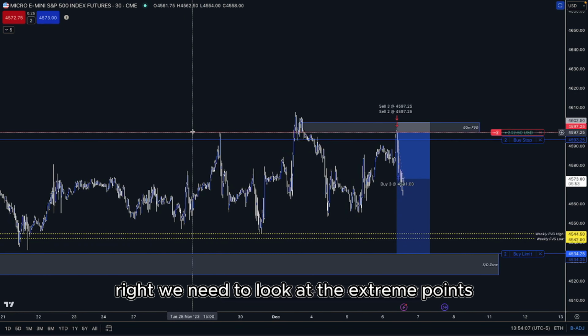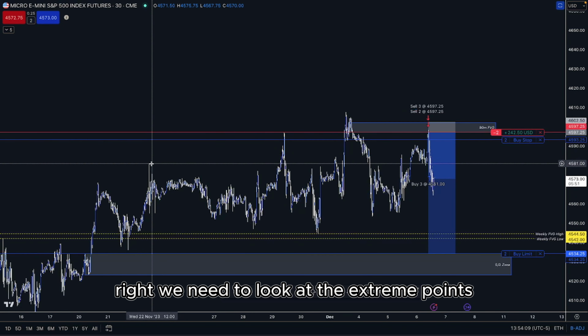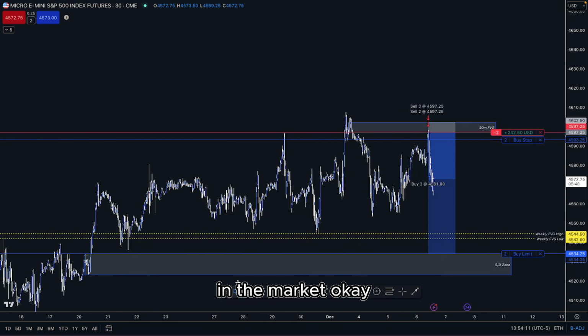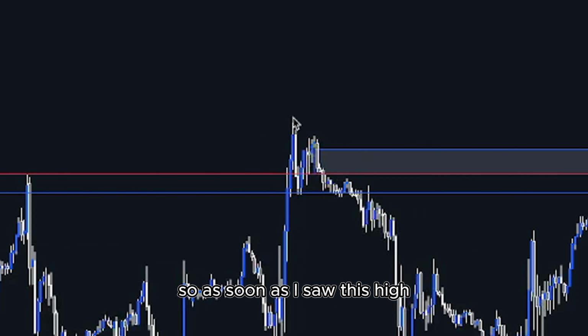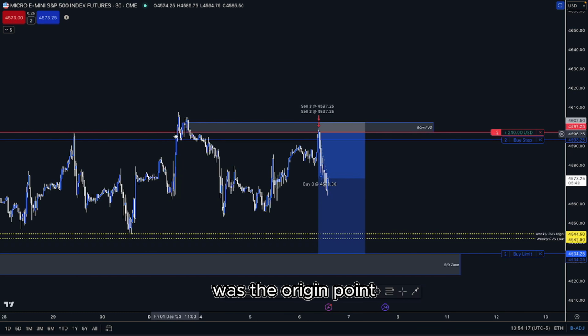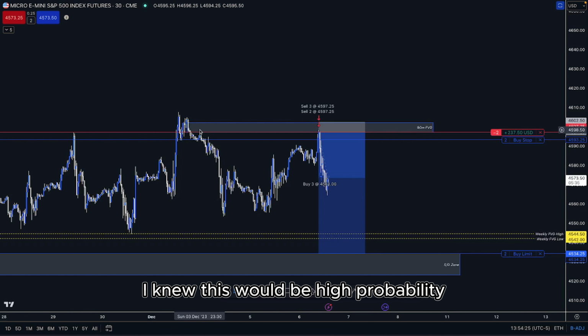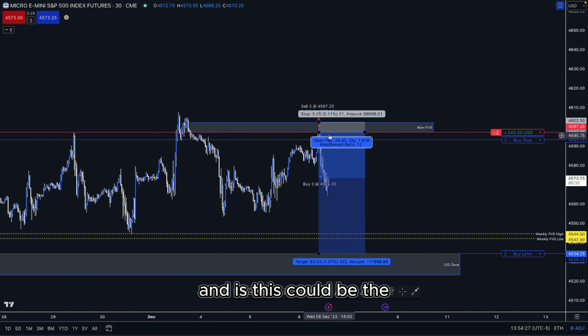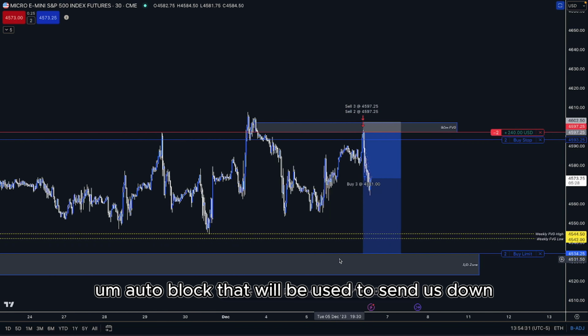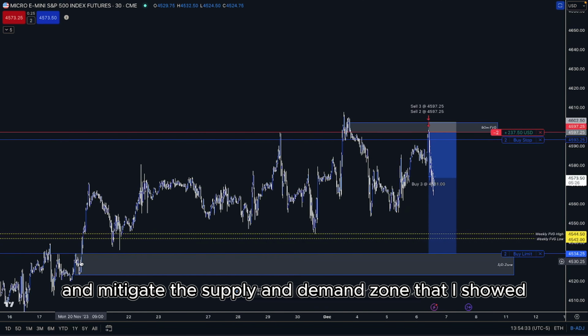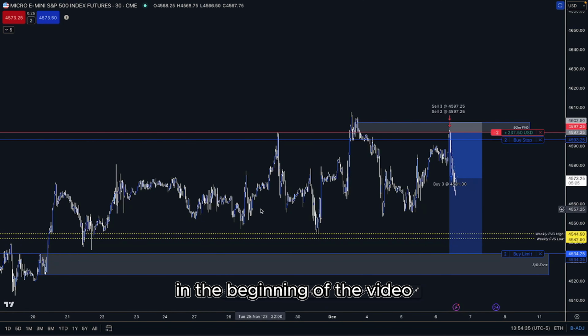We need to look at the extreme points in the market. As soon as I saw this high was the origin point to take out this low right here, I knew this would be high probability, and this could be the order block that will be used to send us down and mitigate the supply and demand zone that I showed in the beginning of the video.